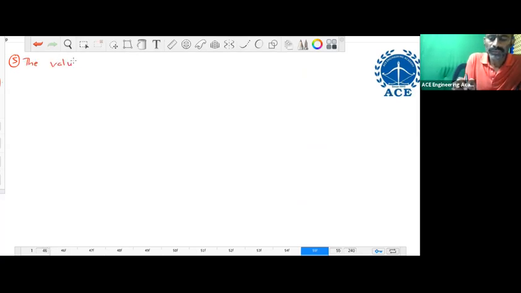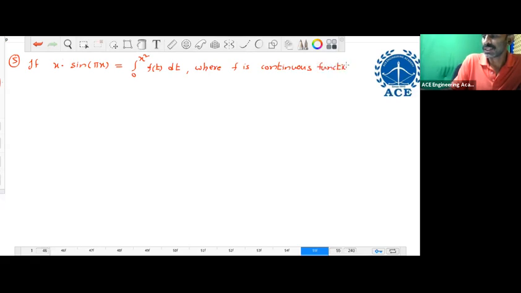The value of... if x into sine of pi x equals the integral from 0 to x square of f of t dt, where f is a continuous function, then f of 4 equals.